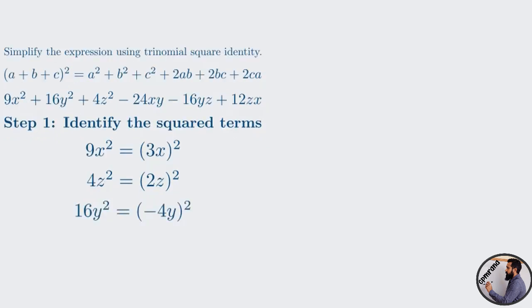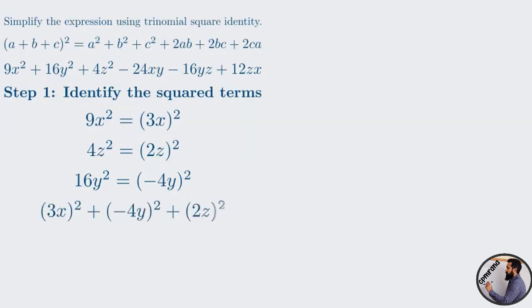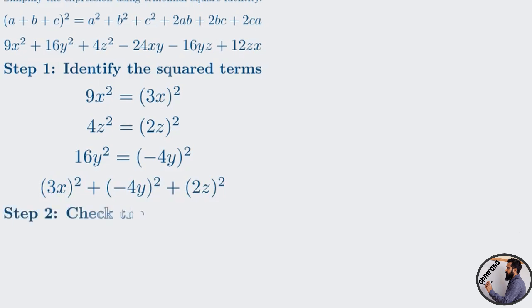Now, notice the negative signs in our expression. Since the terms containing y are negative, we will represent 16y squared as negative 4y, all squared. So far, we have our a squared, b squared, and c squared. Now let's verify if the rest of the expression fits the 2ab, 2bc, and 2ca pattern.